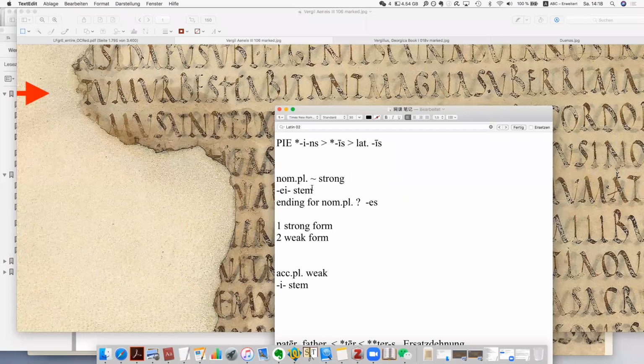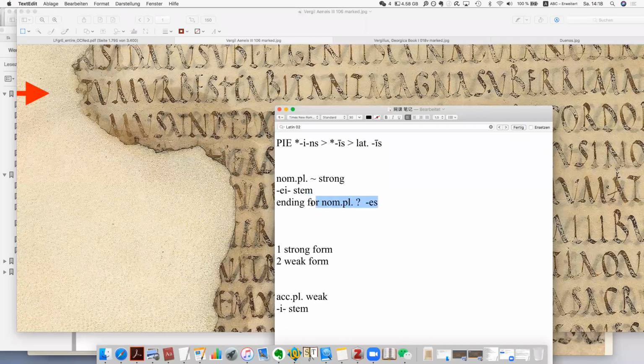So we have the stem here, and we have the ending here. So what should the nominative plural look like for the e stem? It should look like this, right? This is a theoretical form for the nominative plural. So the logic is, I just repeat again.